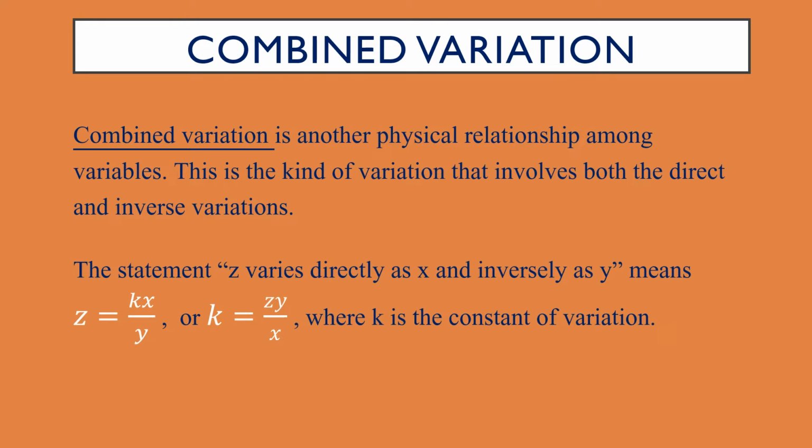What is combined variation? Combined variation is another physical relationship among variables. This is the kind of variation that involves both the direct and inverse variations. The statement z varies directly as x and inversely as y means z is equal to kx all over y, or k is equal to zy over x, where k is the constant of variation.